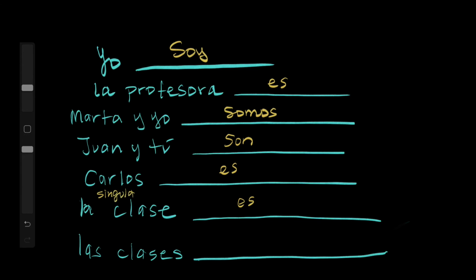So he gets the conjugation of es, the conjugation for él es, Carlos es. La clase, since it's only one class, gets the same conjugation as he and she, él, ella, which is es. And las clases, since it's plural, gets the same conjugation as ellos, ellas, son.